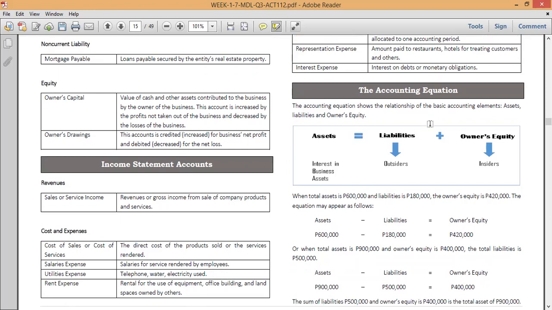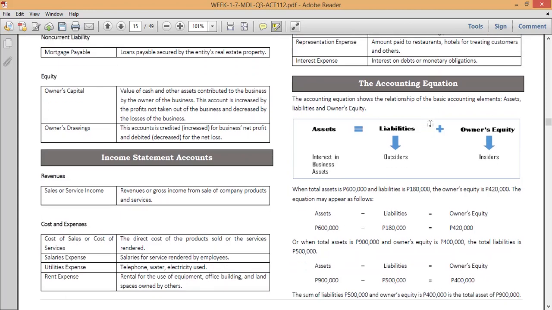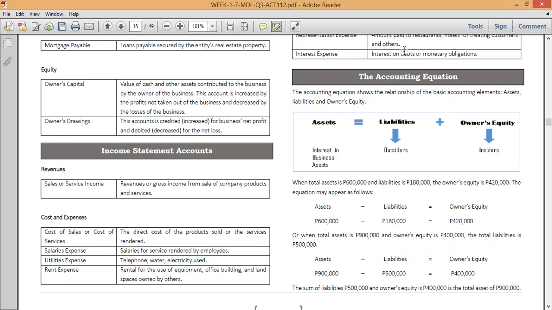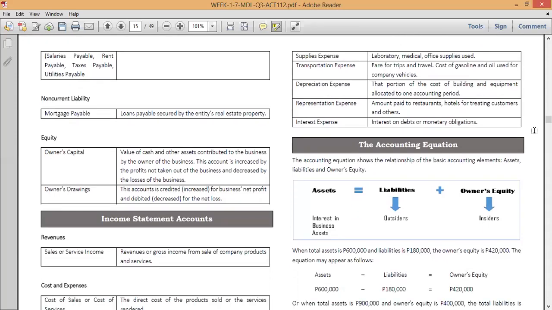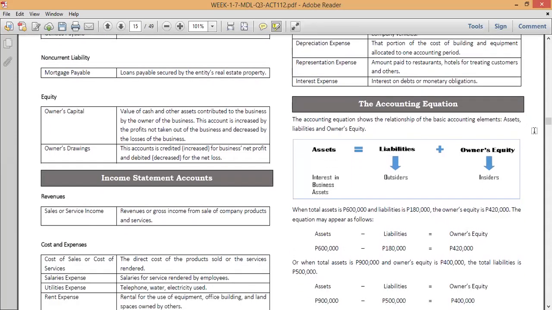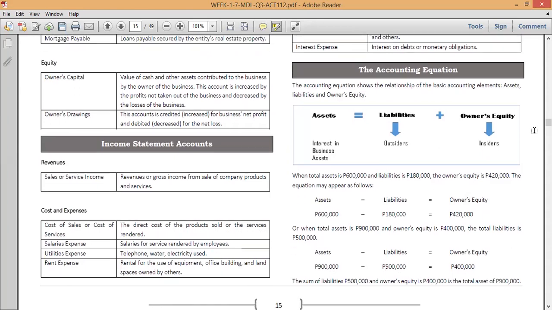So, the next is the accounting equation. Okay, nasa accounting equation na po tayo, the last part of the module. Medyo mahaba talaga siya. Ito po yung formula na tinatawag, 'di ba? Formula. As is na siya, so hindi na po yan nababago. So, ito po yung equation natin.